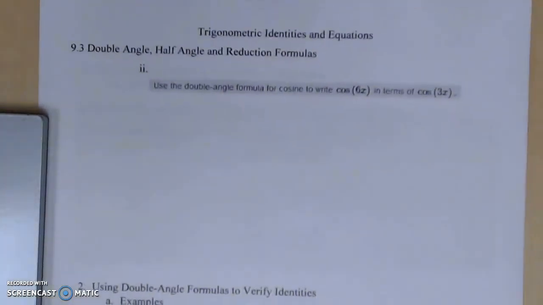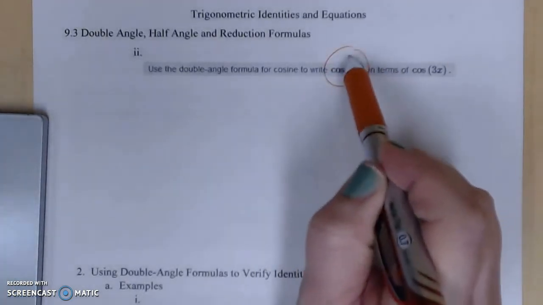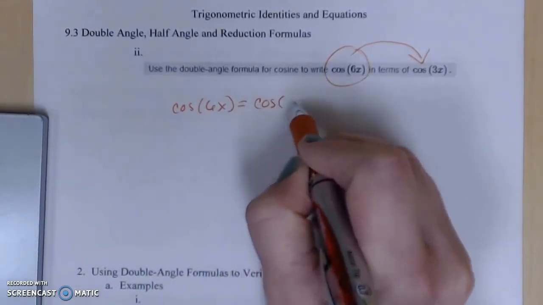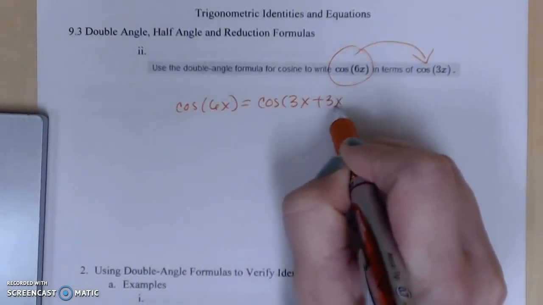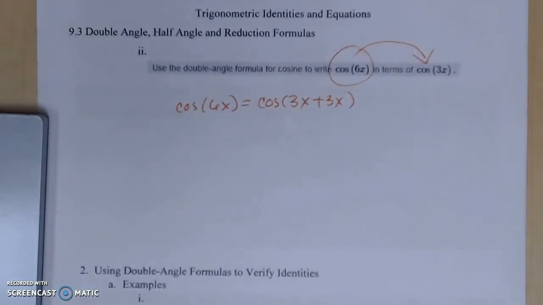Now here's another problem that we have, and it says use the double angle formula, the ones we've stated, for cosine to write cosine of 6x in terms of cosine of 3x. And so what I'm going to do is start with cosine of 6x, and work over until I get to cosine of 3x. So consider cosine of 6x. And this would be the same thing as cosine of 3x plus 3x. I just kind of unadded them. I wanted to do that because I want to go back to my sum formula.